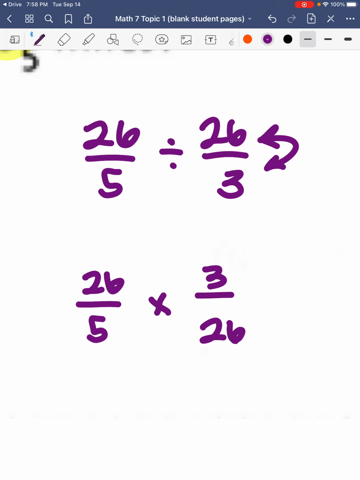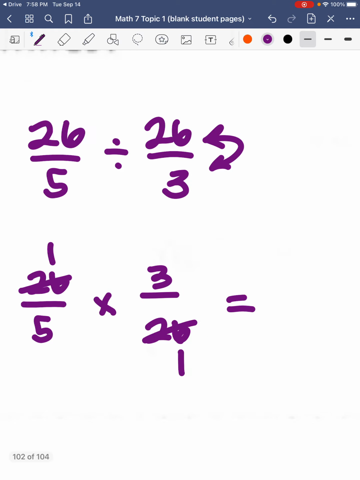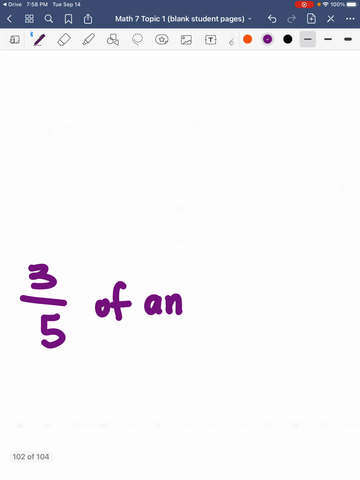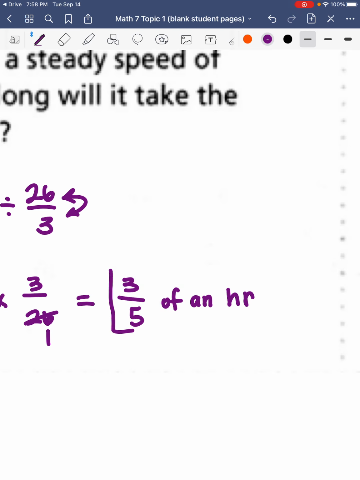Now we're going to see if anything reduces. What about 3 and 5? Nope, doesn't reduce there. What about 26 and 26? Yeah, their common factor is 26. So 26 goes into 26 one time, and I can make that a 1 as well. So now we're ready to multiply. We multiply at the top. 1 times 3 is 3, and 5 times 1 is 5. So 3/5 of an hour is how long it's going to take for the object to travel 5 1/5 miles.